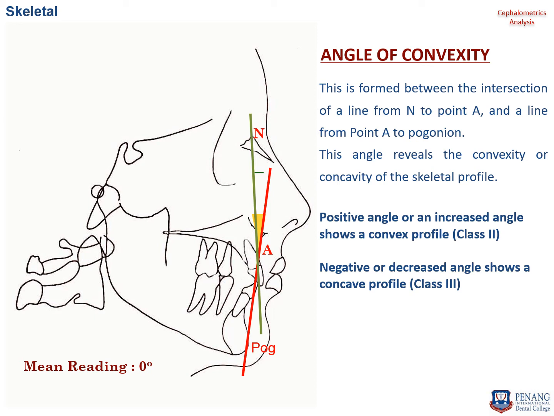However, it will be negative or decreased angle, showing a concave profile as in class 3 malocclusion. All right.